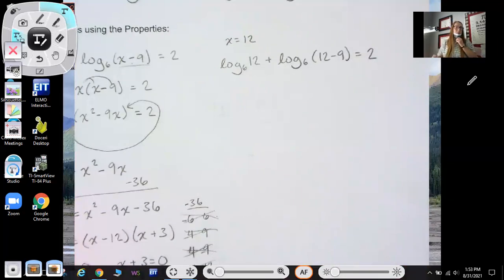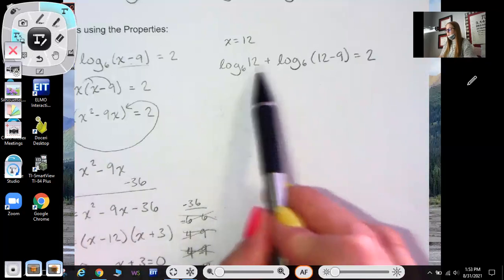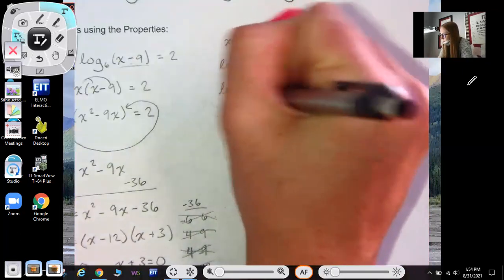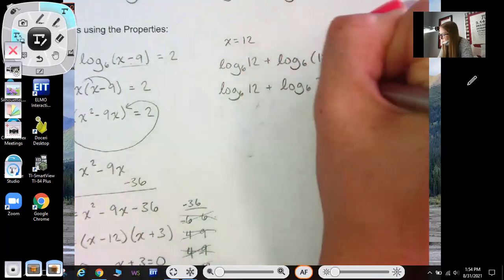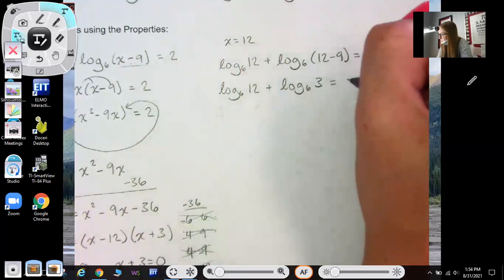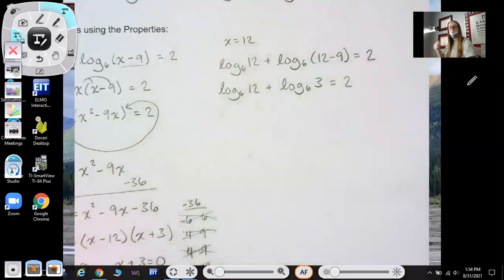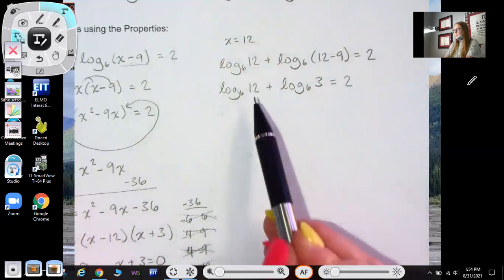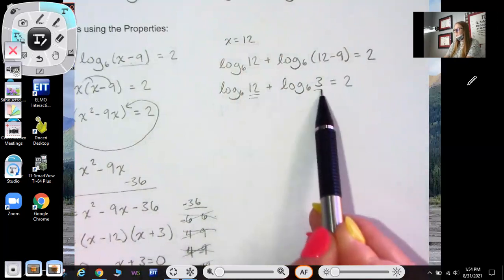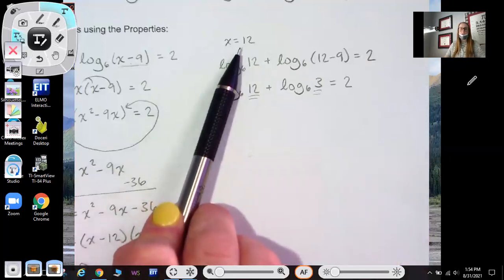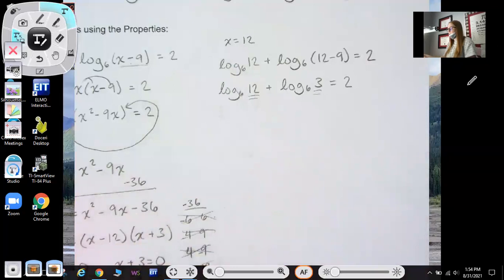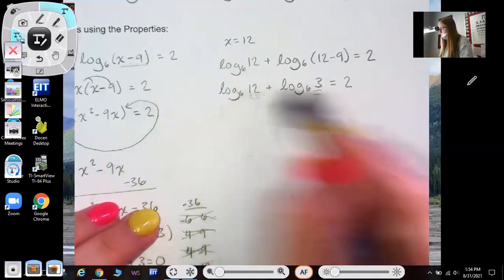So I can already pretty much tell that we're not going to have an issue having a negative in one of those spots, but let's go ahead and do that very simple math of 12 minus 9. So we get log base 6 of 12 plus log base 6 of 3 equals 2. So for those of you who weren't here yesterday, if you were to end up with a negative number in either of these spots, you could not use this x equals 12 as a solution. You would have to stop right there. Both of ours are positive though, so we don't have that problem.